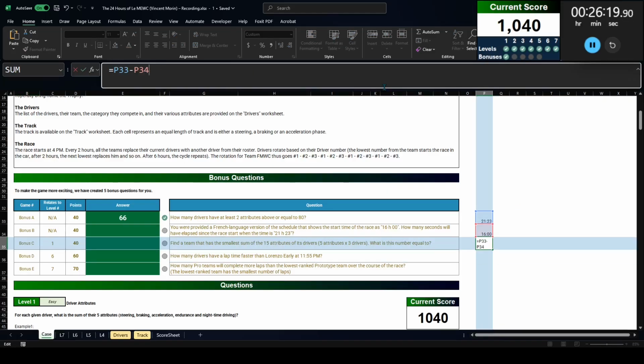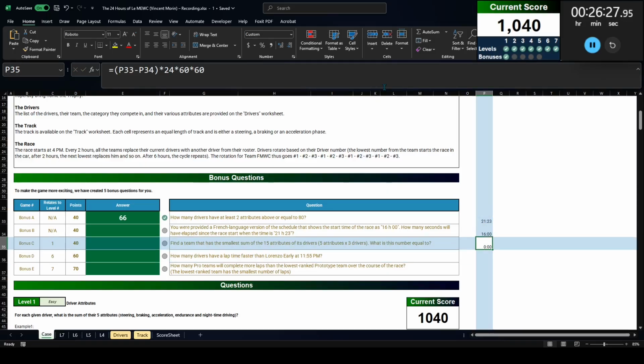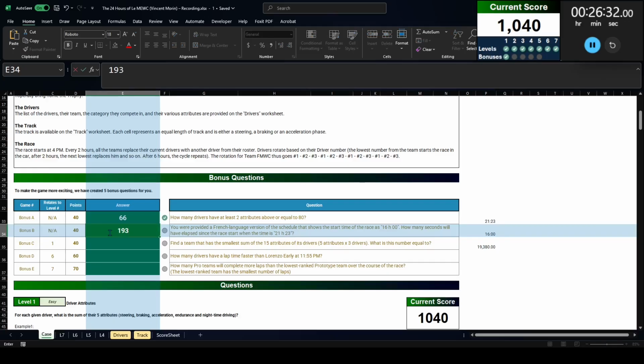So that's the number of days. We need to multiply by 24 to get hours, 24 times 60, 60 gets seconds. That's going to give us 0, but that's because it's not formatted as a number. That is formatted as number: 19380.